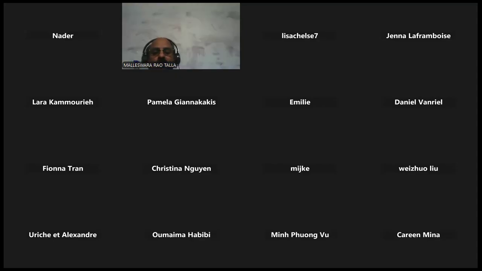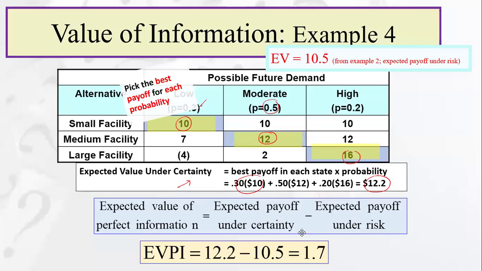Sorry for that. I need to share it again. Sharing it again. So earlier you already made a decision of 10.5, but with the perfect information, you would have done the best. So 1.7 is the expected value of the perfect information. So this is how you do.